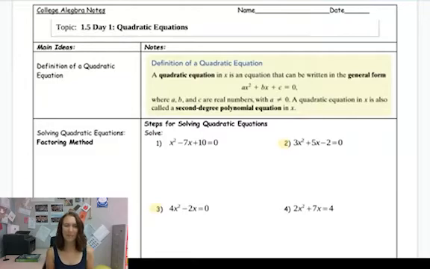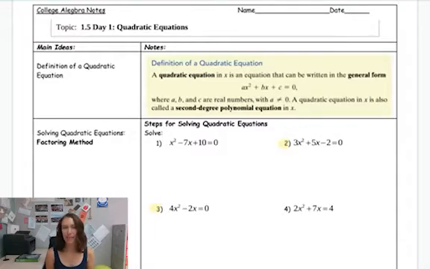Hey class, today we're going to be looking at solving quadratic equations. We're going to look at just a few different ways to do that, mostly factoring, quadratic formula, and then using square roots. We'll also talk a little bit about the discriminant today.